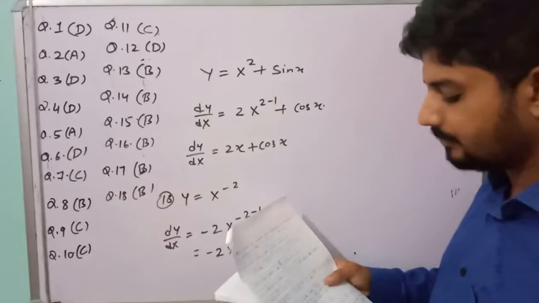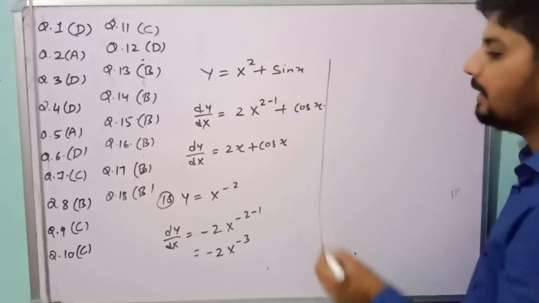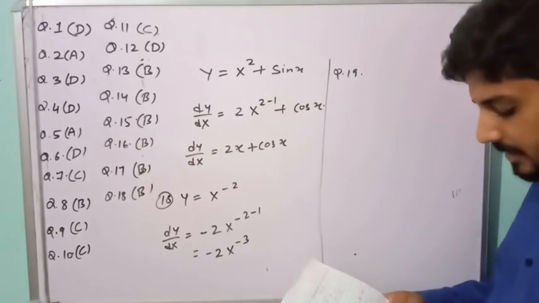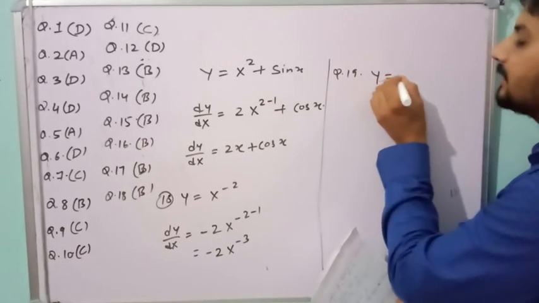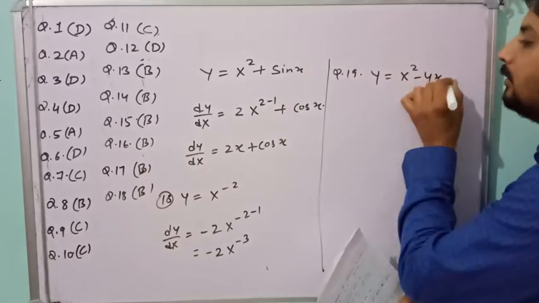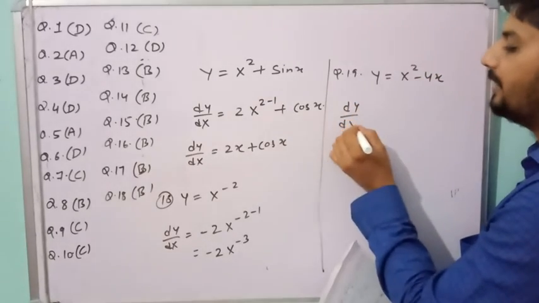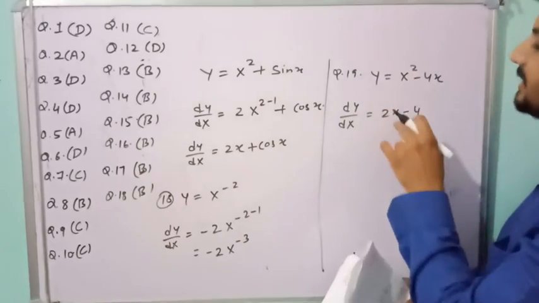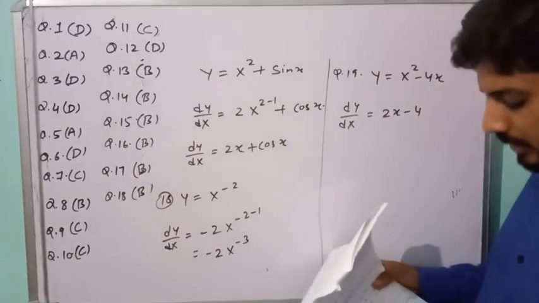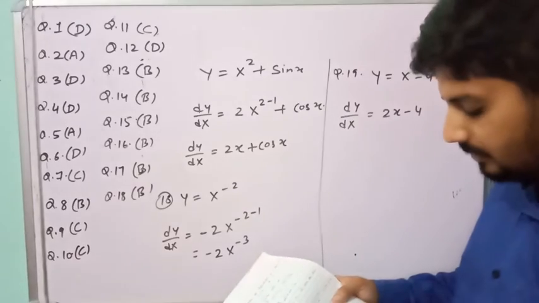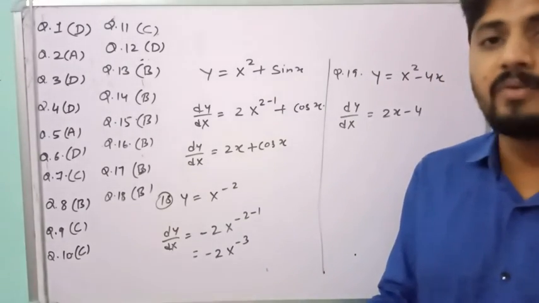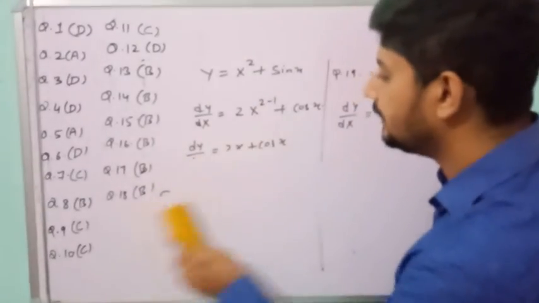Question number 19. y is given to you as x square minus 4x. You have to find out the differentiation of it. dy by dx is equal to 2x minus 4. X square differentiation is 2x, 4x differentiation is 4. So your answer is, okay, you don't have to find out differentiation only. He asks you what will be the minimum value of y. Okay, so let me solve this.